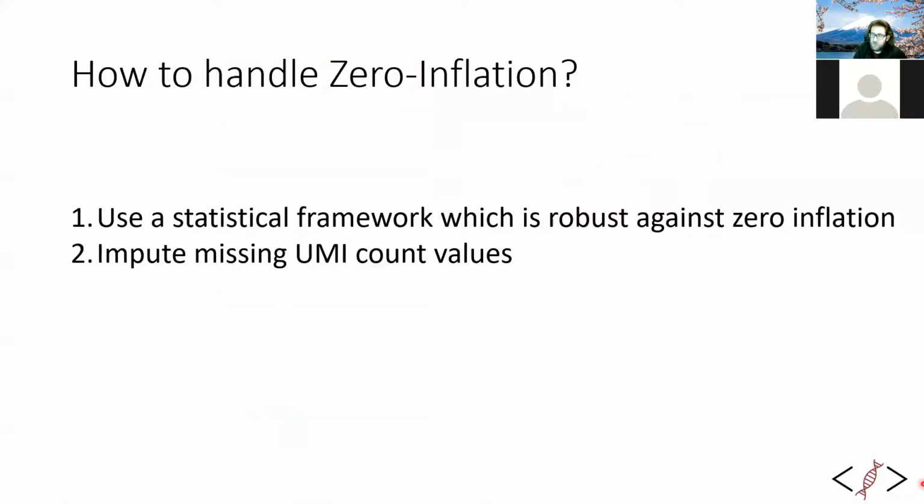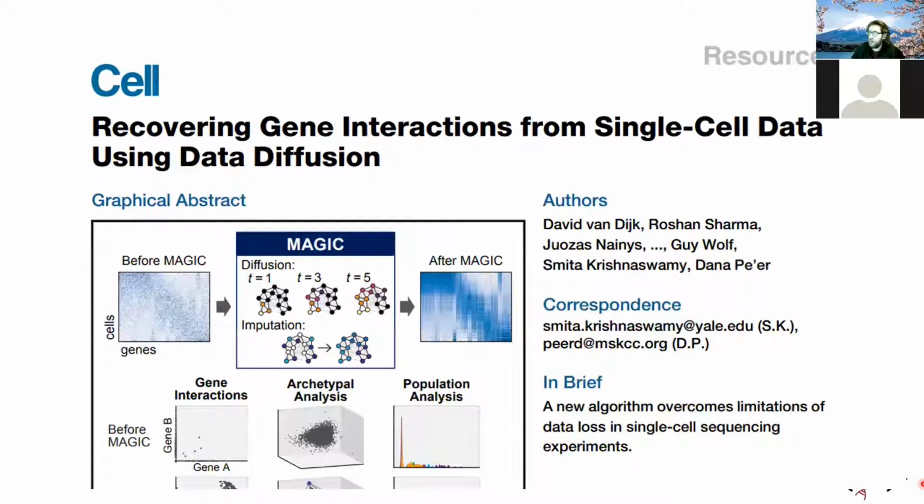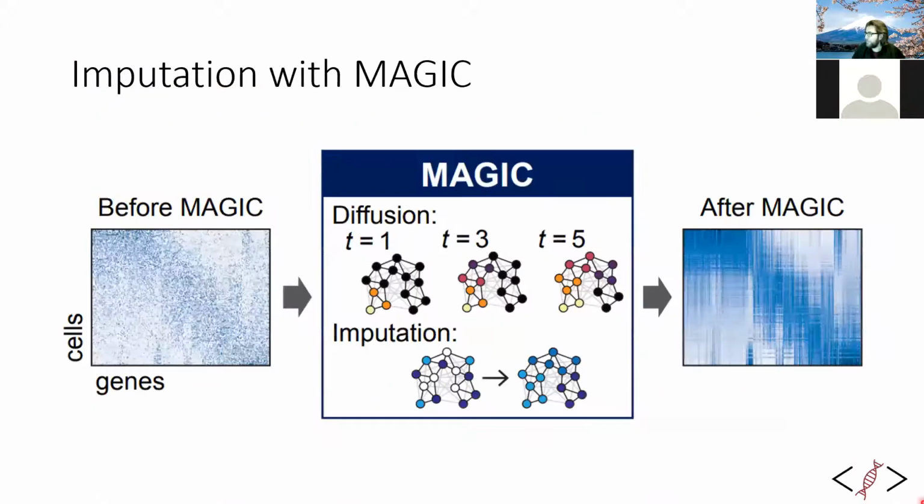So how do we handle this? Well, the first way we can handle it is by using a statistical framework which is robust against zero inflation. And that is what scRNA provides. The second way is to impute the missing UMI count values. So what does that mean? Let's talk about this since we're not actually going to do it during this module. I'm going to show you an example of a really popular technique called MAGIC, which is used for doing this. And essentially, you can see it down here. I'm going to zoom in a second.